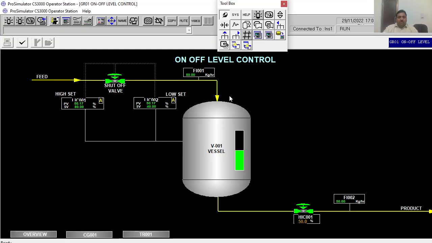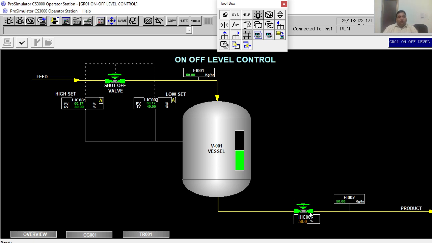Let me show you the simulating platform. This is how the DCS framework looks, and you are going to see the processes on this graphic window. From this graphic window we have to learn many things. One is, you can see a feed coming into the tank or vessel and a feed going out from the vessel. The inlet flow to the tank or vessel is controlled by this on-off shut-off valve.